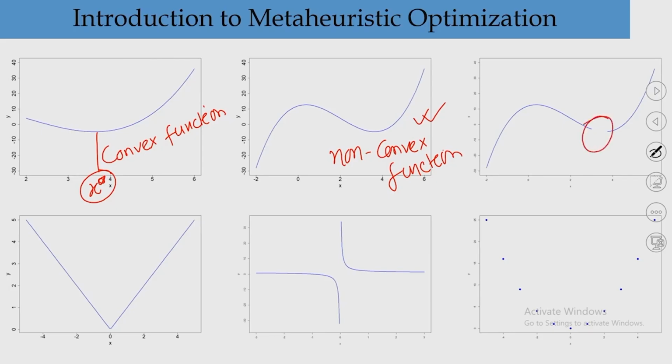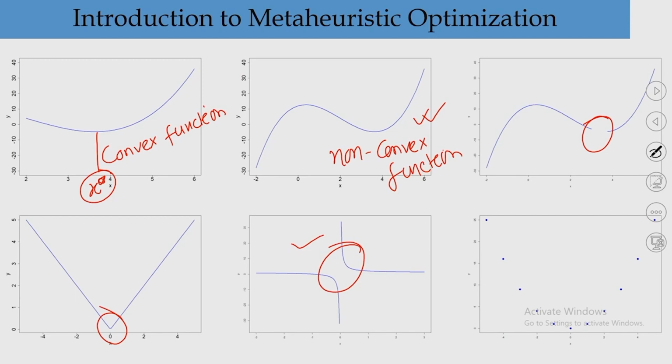Now, this is a discontinuous function, the third function. So, I will not be able to apply the classical optimization technique, as the function is not continuous. Similarly, this particular function is non-differentiable at this particular point. Therefore, I will not be able to apply the classical optimization technique. Similarly here also, this is a discontinuous function, so I will not be able to apply the classical optimization technique.